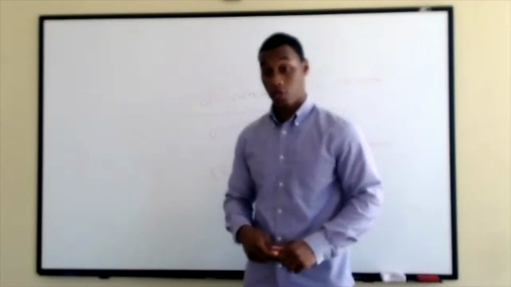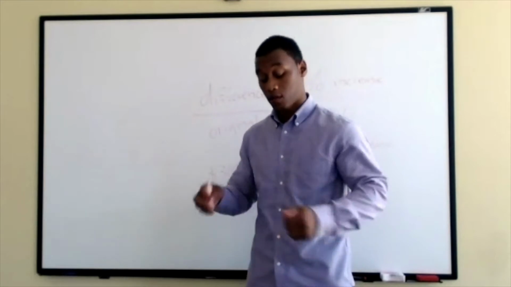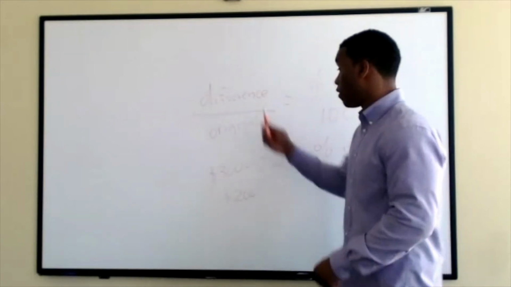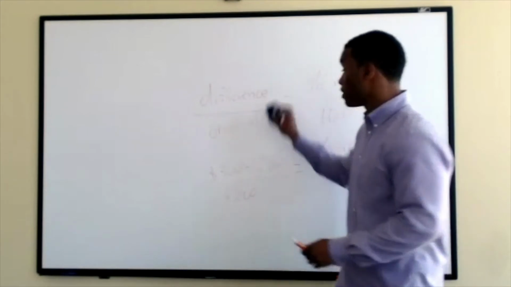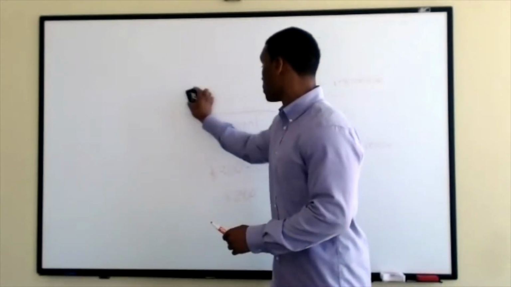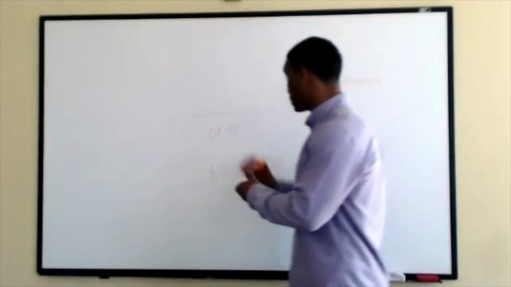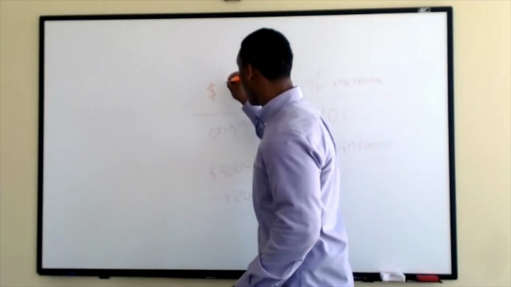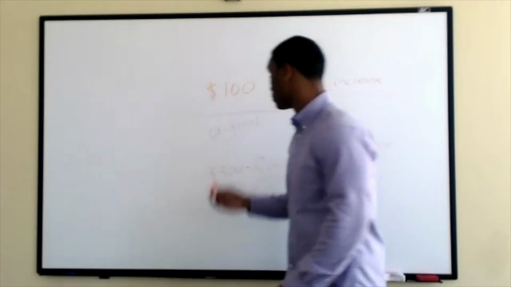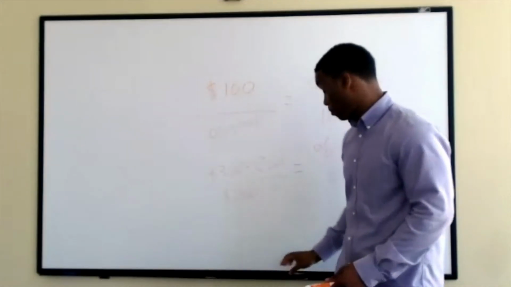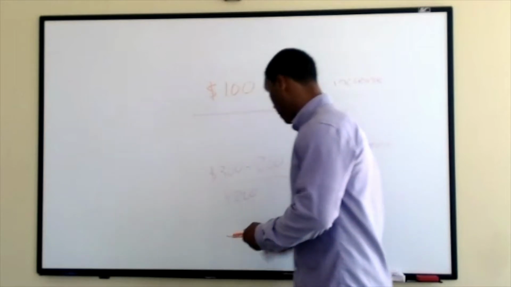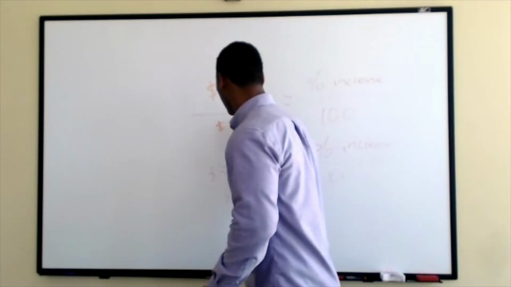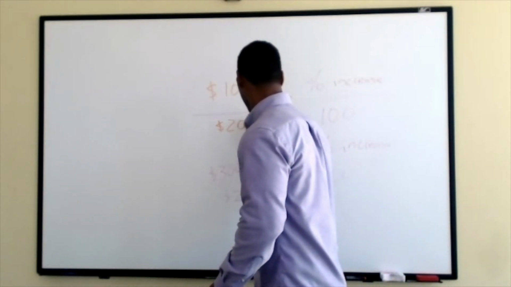So now what we're going to do is substitute everything else in. So for the difference, $300 minus $200 will be $100. So for difference, I will write $100. The original price of the football was $200. So I'll look at my denominator, and I will write $200.